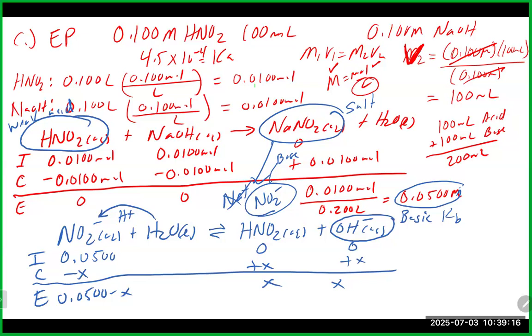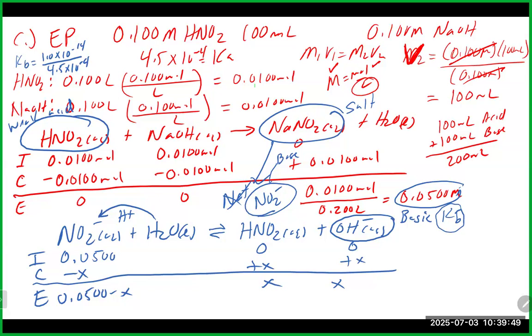As we just talked about, this is definitely a Kb situation. We obviously have the Ka given to us. So again, we're going to use Kw to get to the correct Kb value. So our Kb will equal our Kw, which is 1 times 10 to the minus 14, divided by our Ka of 4.5 times 10 to the minus 4. And that's going to give us the Kb value that, again, we do need to use.